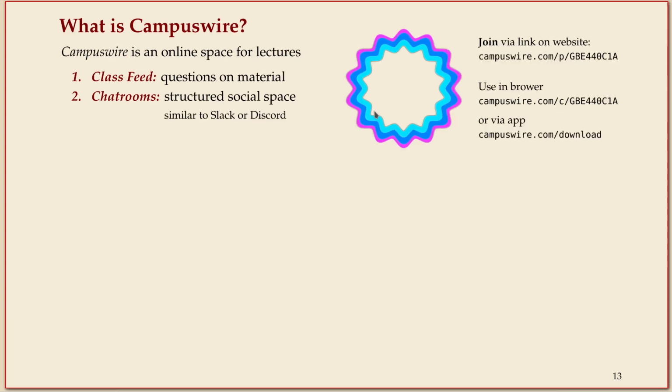Okay, we have CampusWire. It's an online platform you can sign up for. Many of you have already done that. There's basically two things we use in there. There's what they call a class feed, which is a bit like Reddit. You can ask questions and people can answer. You can ask anonymous if you prefer. It supports math and so on. We'll have some post explaining the details on CampusWire itself.